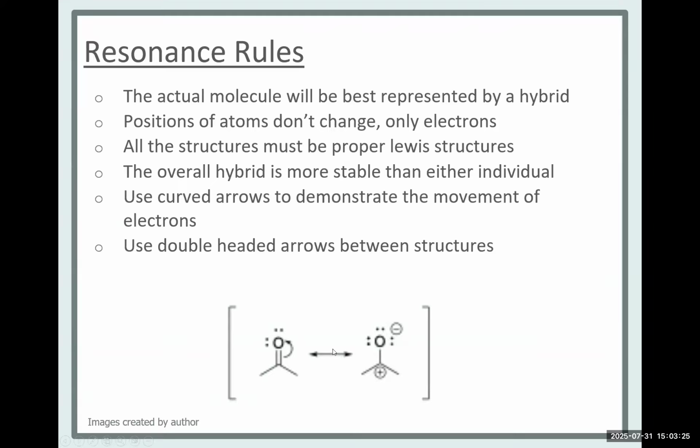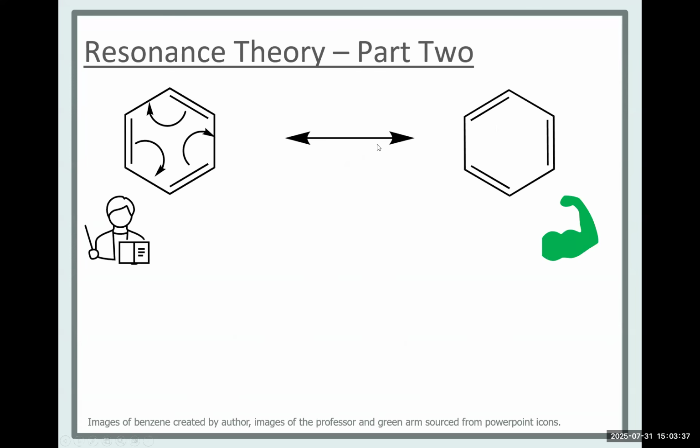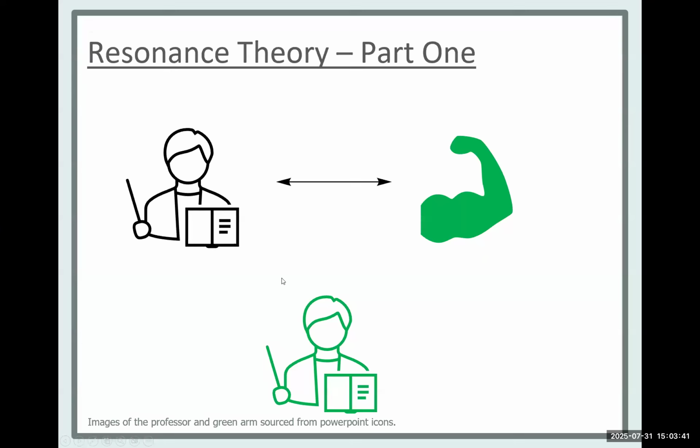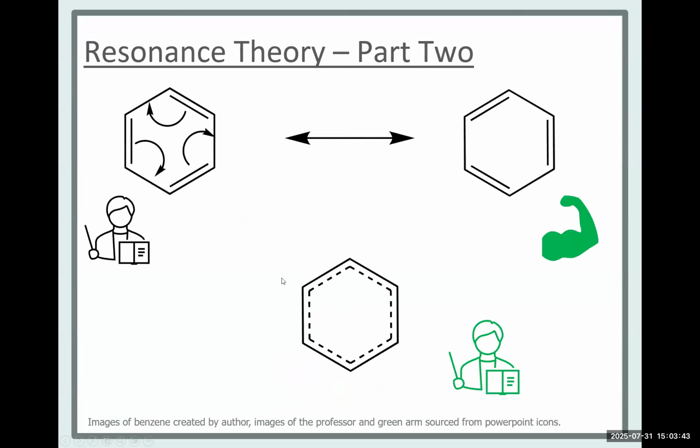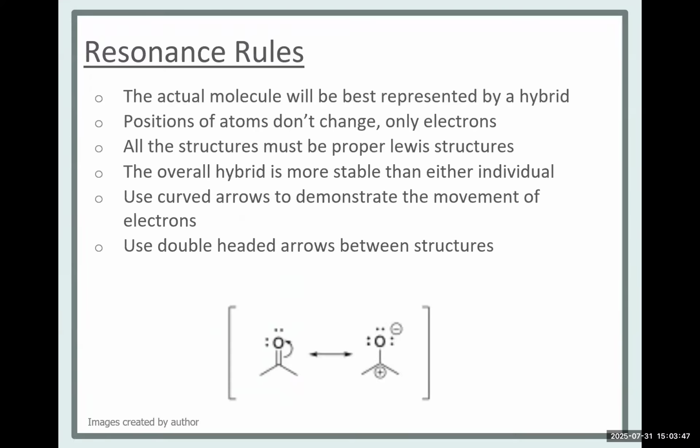And that double-headed arrow is a resonance arrow. It's different from an equilibrium arrow, and it is specifically for resonance to indicate these 2 molecules are switching back and forth between one another. And if you'll notice, I did use that same double-headed arrow when I was showing the Hulk and Bruce Banner. Okay. And then the structure should be enclosed in brackets.